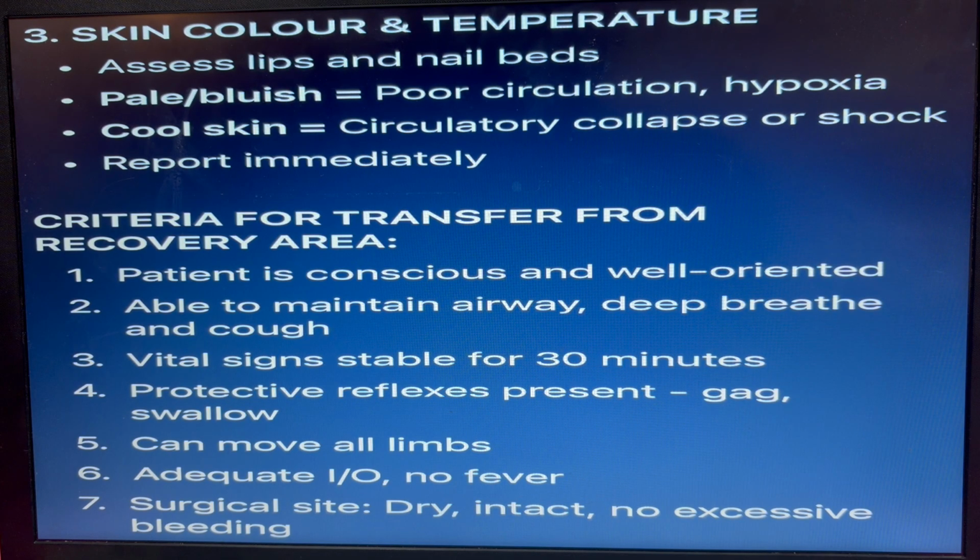Okay, next is skin color. Skin color tells us a lot about circulation and oxygenation. Pale or blue lips mean the patient may not be getting enough oxygen or blood flow. We cannot transfer the patient to the ward until they meet all these criteria. The patient must be stable, breathing well, and not at risk of aspiration. This ensures patient safety during transfer.